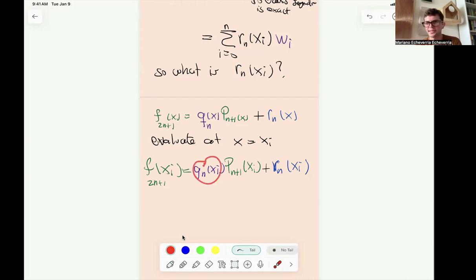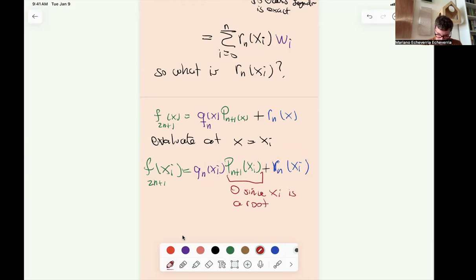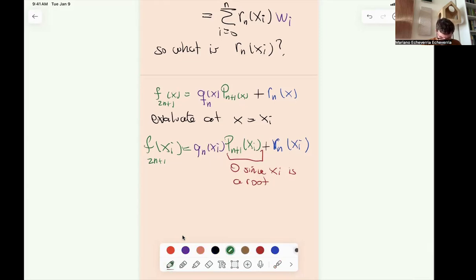So I have no idea what this is, but I do know what this is. What is the Legendre polynomial of degree n plus 1 evaluated at x_i? That is zero, because x_i is a root of that Legendre polynomial. So this is zero, almost by definition, since x_i is a root of this Legendre polynomial. Because this is zero, zero times whatever is zero, so you end up finding that f of x_i is the same as r_n of x_i.